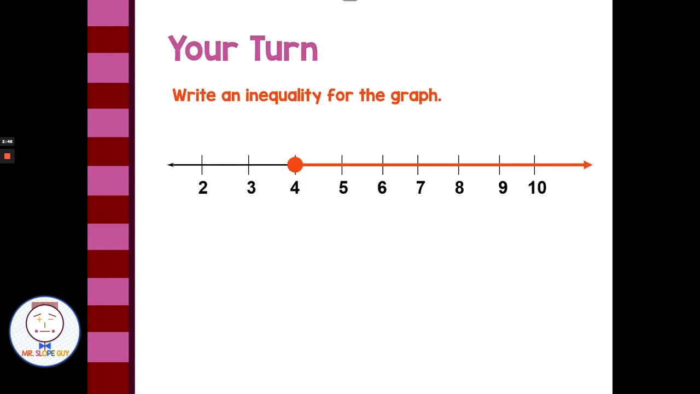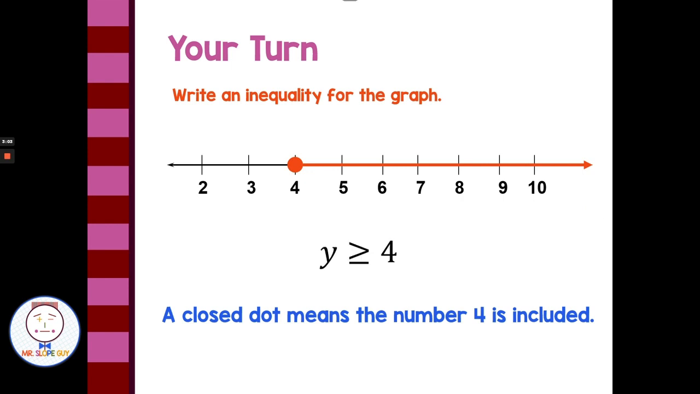What if we're just given a graph and we're asked to write an inequality based on the graph given? Well, I have a solid point on 4, so we're including 4. And it looks like all the numbers greater than 4. So if I were to write that as an inequality, I would do y or x or whatever variable you pick or choose is greater than or equal to 4. Remember, greater than or equal includes that point from the number line as part of the solution.